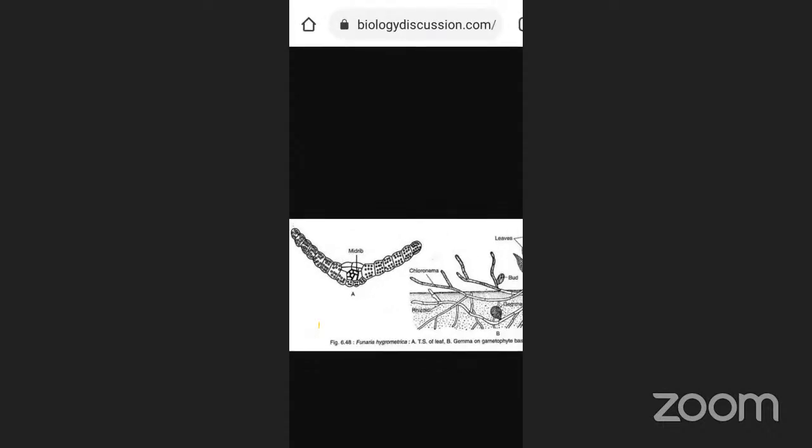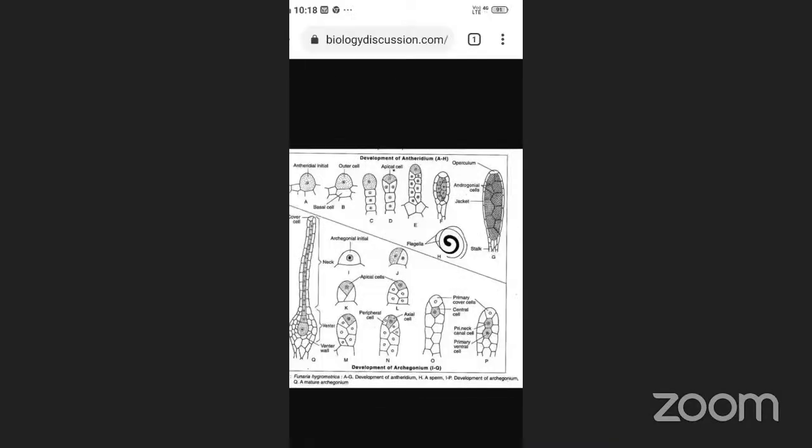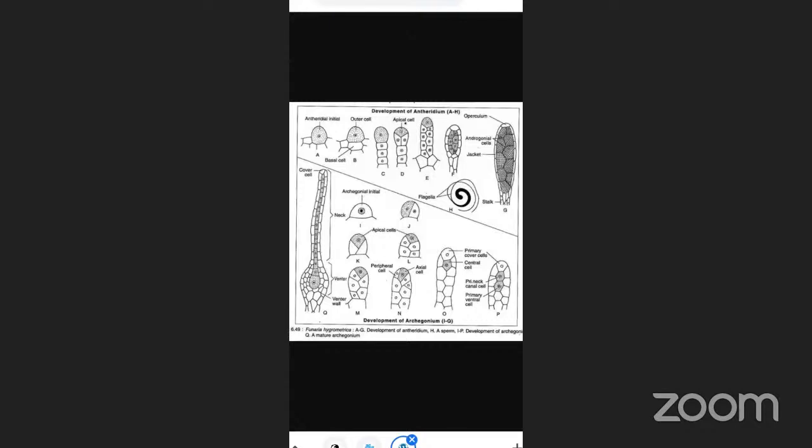So the next one is the reproduction. In the reproduction of Funaria, we already discussed yesterday Marchantia and Anthoceros. Here also there are two methods, vegetative and sexual reproduction.